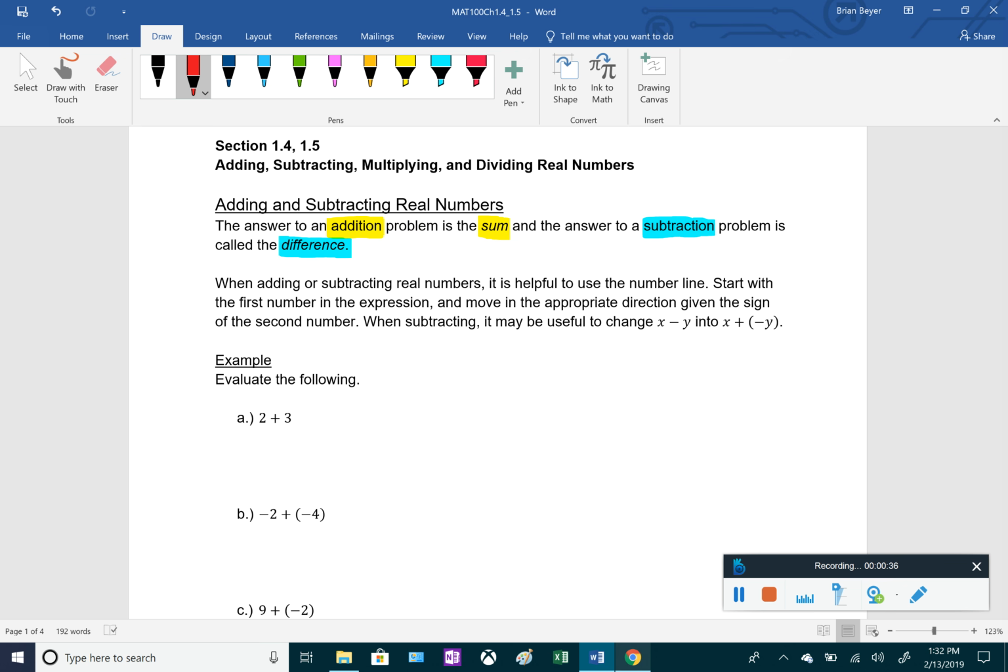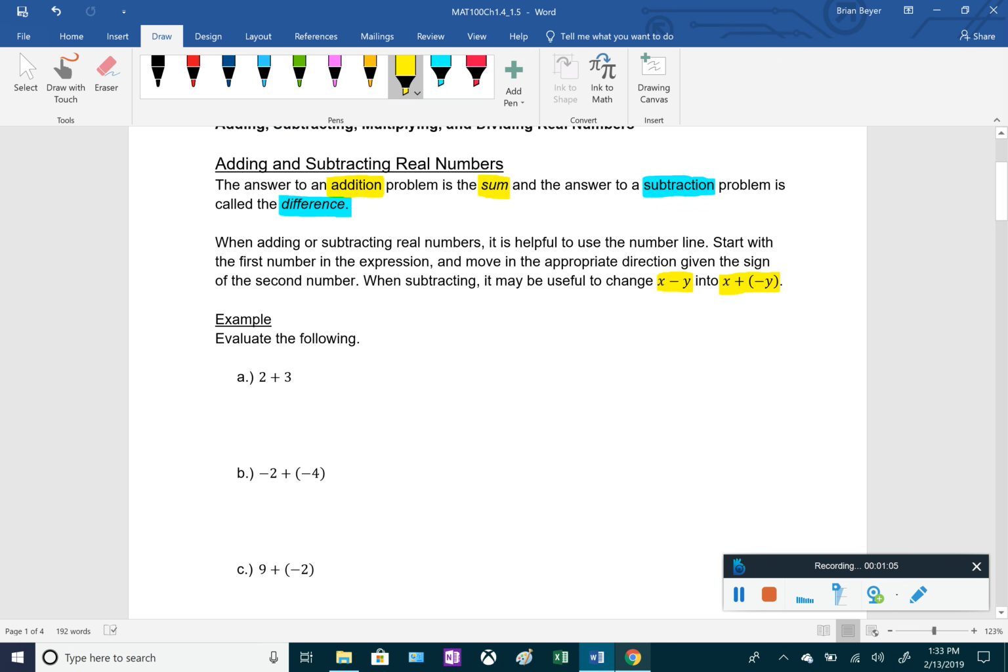When we are adding or subtracting real numbers, it's definitely helpful to think of the number line in your head, or maybe draw it out if you have to. You're going to start with the first number in the expression and then move it either to the left or to the right. You're going to move it to the right if you're adding and to the left if you are subtracting. And keep in mind that if you're subtracting, x minus y is the same thing as x plus a negative y.